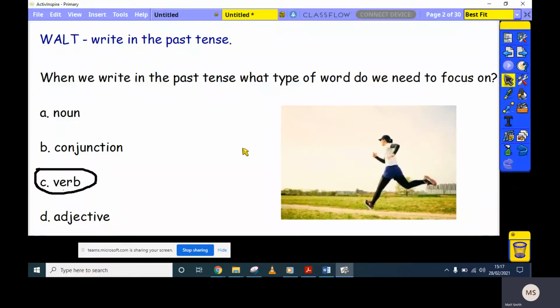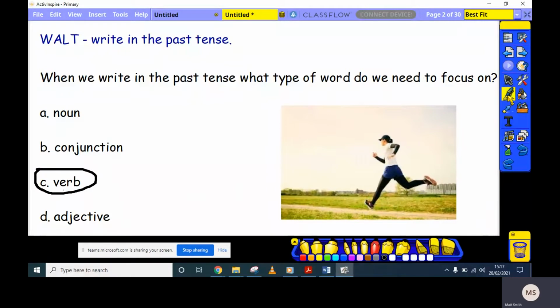So what is this woman doing? What's she doing? Tell someone. Correct. She is running, isn't she? But if we were to say that this has already happened and she'd already done her running, what would the verb running, or to run, need to change to? Can you remember? Tell someone. Okay, let's see if you got it right.